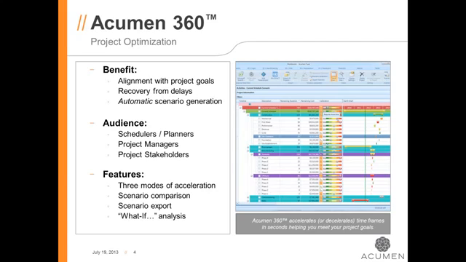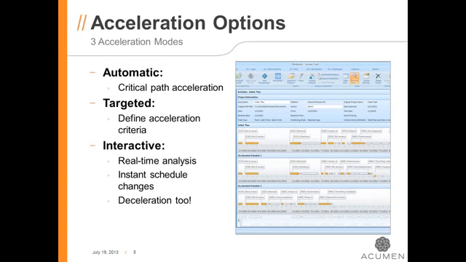Some of the features, I'm going to be demonstrating these in detail, so I'm not going to go through them much from a bullet point perspective, but there are 3 modes of acceleration that we'll be looking at. We're going to compare our accelerated scenario to our initial scenario, and we can do this as many times as we need to as part of a what-if analysis. Now, when we find that scenario that we really think we can live with and will help us meet our project goals, we can export that scenario back to our scheduling tool and use that as our integrated master schedule going forward.